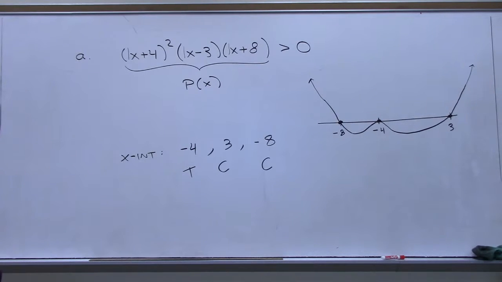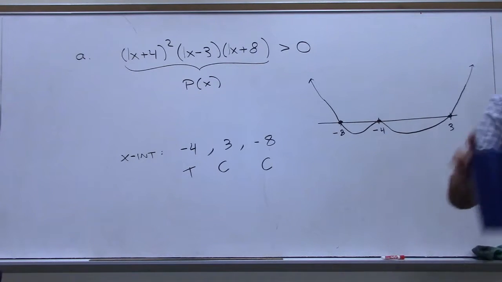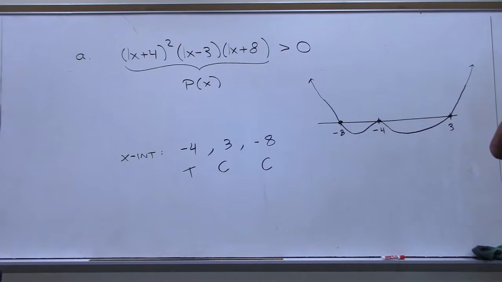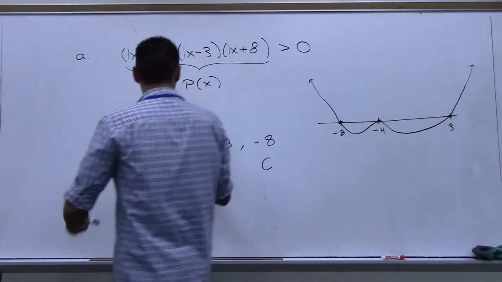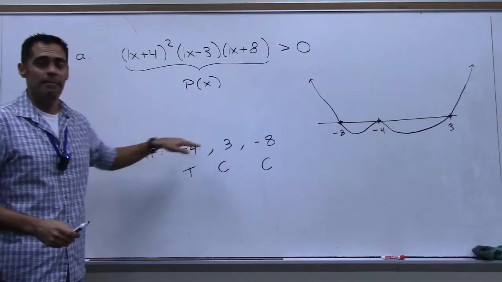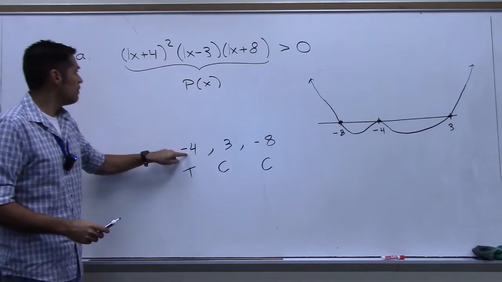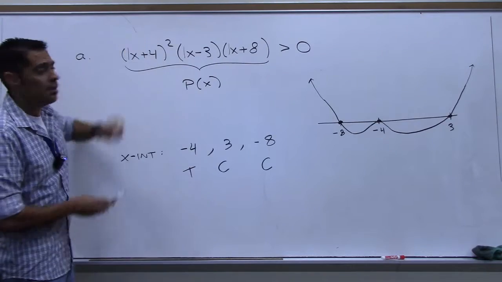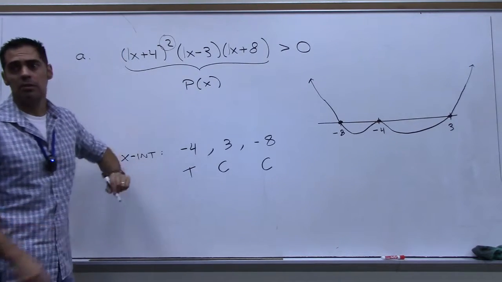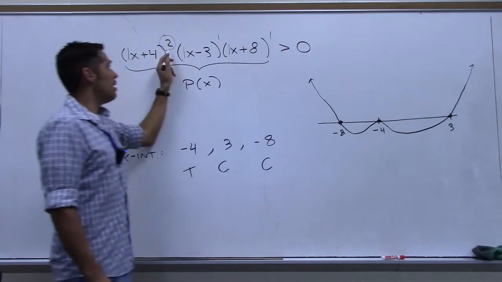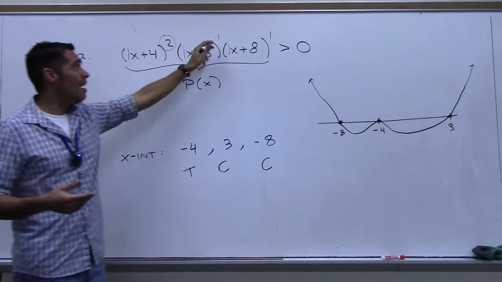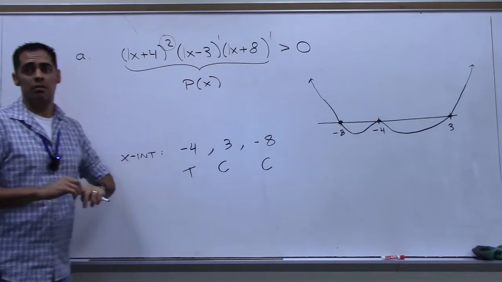Yes? I just always get confused on when you're supposed to touch it. Okay, you understand where these numbers come from, right? Then when you look at the negative 4, you say it came from this factor, right? You have to look at the power on the factor. Oh, okay. It's always the power to figure out the touching and crossing. If the power is even, you touch. If the power is odd, 1 is odd, then you're going to cross.